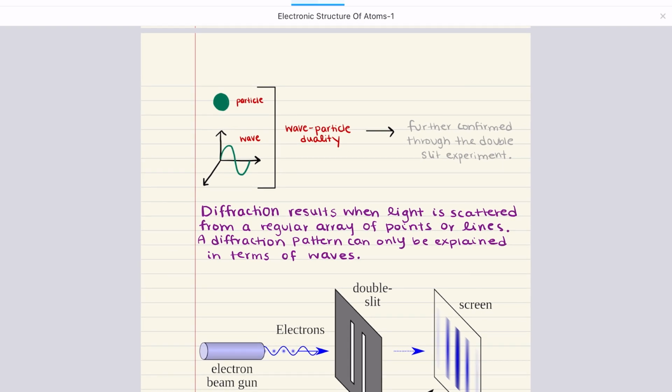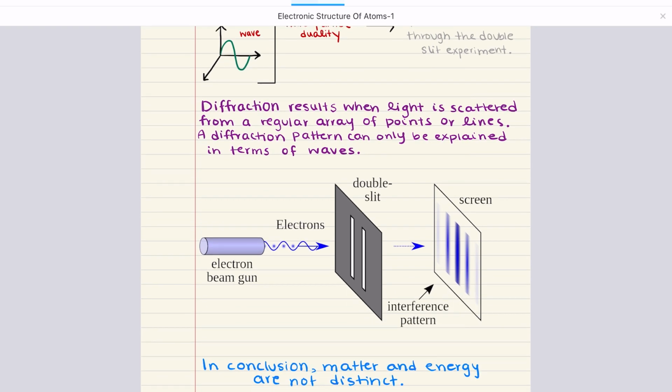Now, this experiment can get really tricky and complicated, but we're going to try to keep it as short and precise and to the point as possible. In this experiment, light is directed through two parallel slits onto a screen. As the light passes through the slits, it diffracts or bends around the edges and spreads out. And then those diffracted waves can overlap and interfere with one another. That will produce an interference pattern on the screen that's composed of alternating bright and dark bands.